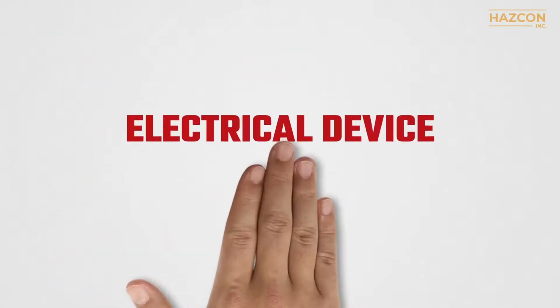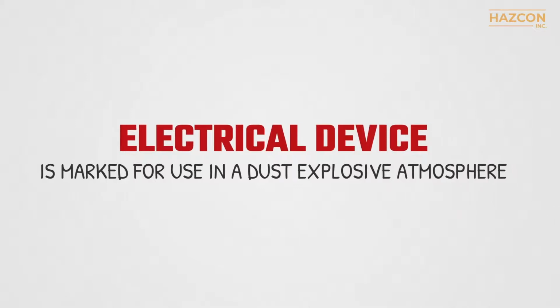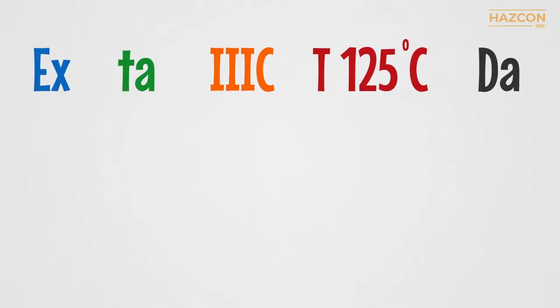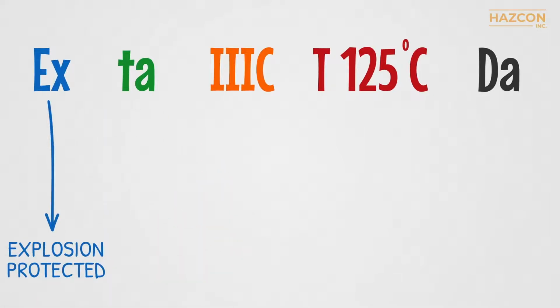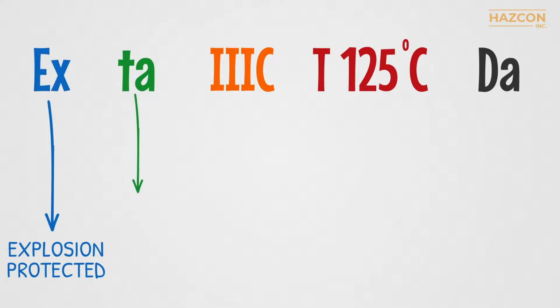Now let's see how an electrical device is marked for use in a dust-explosive atmosphere. In the zone system, a product's marking is made up of 5 parts, as illustrated by this example. EX means explosion protected. The next part of the marking indicates the specific method of protection used, TA in our example. T stands for protection by enclosure. The second letter of each protection technique, in our example, the A, refers to the degree of protection and therefore the zone in which the product may be used.